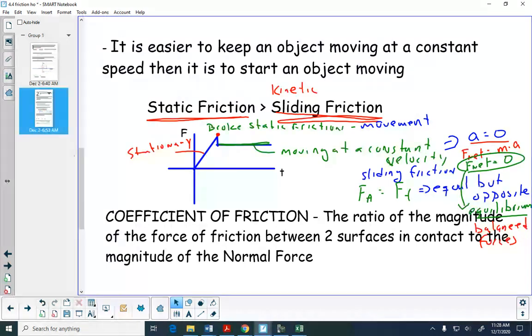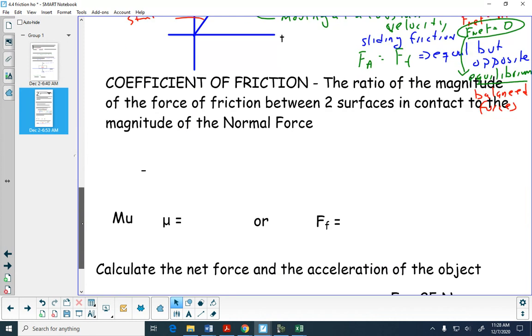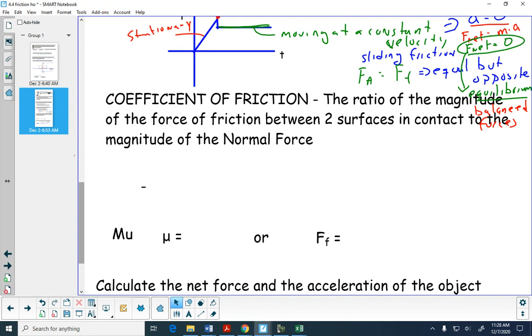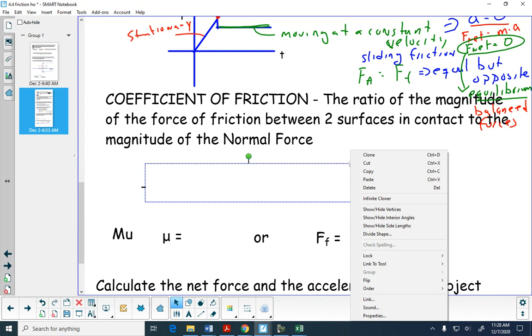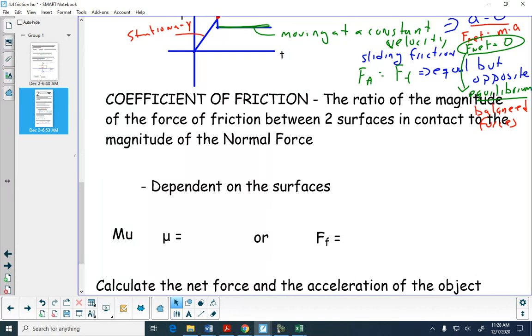This is your coefficient of friction: the ratio of the magnitude of the force of friction between two surfaces in contact to the magnitude of the normal force. It is dependent on the surfaces.